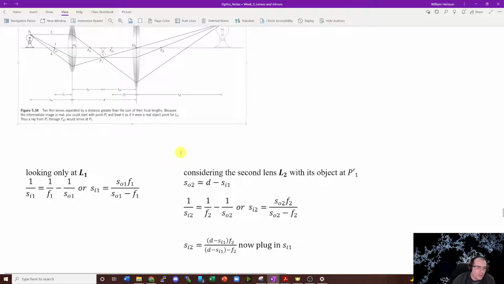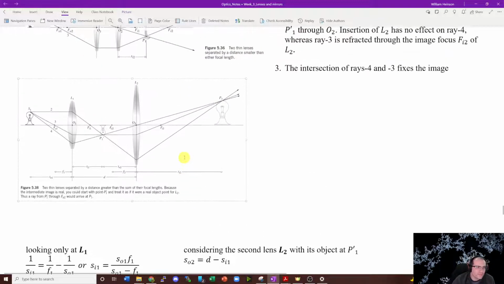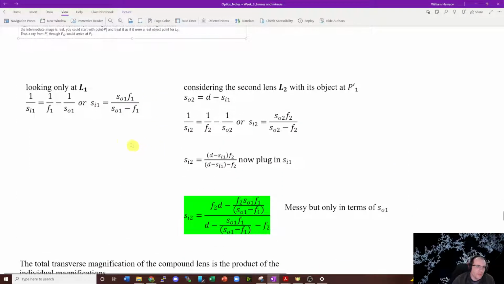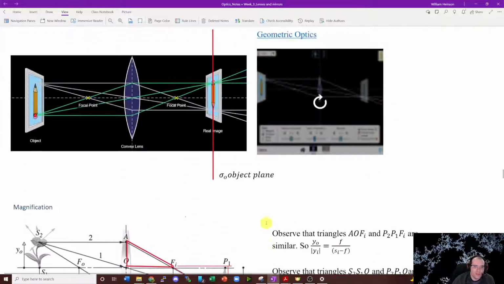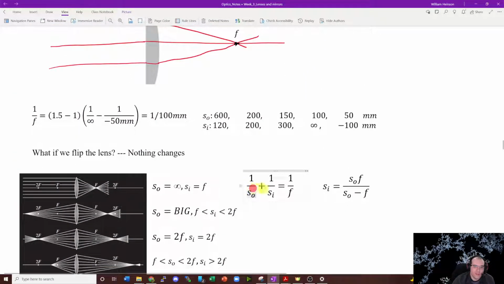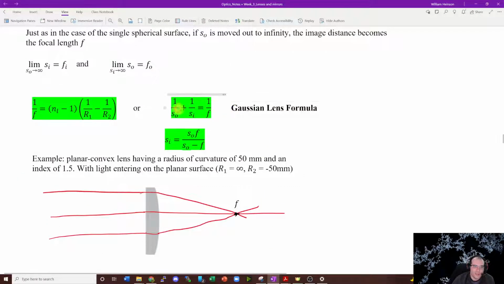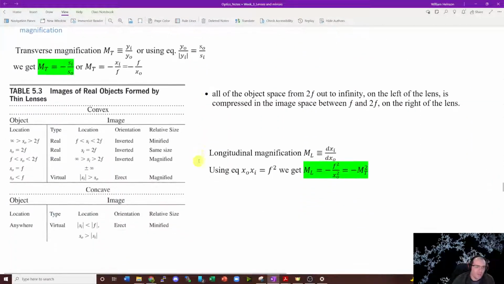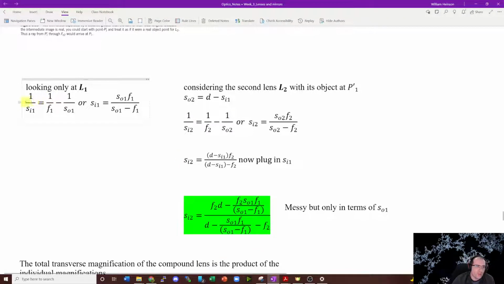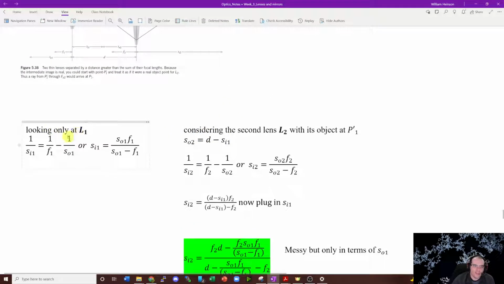Okay, so let's actually do the math on these things. Because we just did all this stuff, let's do some math. So we're gonna use our lens equation here for lens 1. This is just this guy rewritten. We're going to rewrite the Gaussian form for lens 1, and we get this. All we're doing is mixing terms around, and this is all image 1, object 1, focal length 1. Or you could say image 1 is this. Now we're going to consider lens 2, having just looked at lens 1.